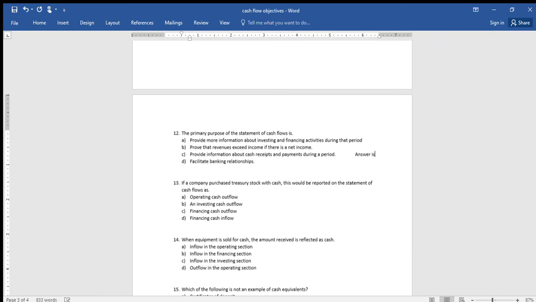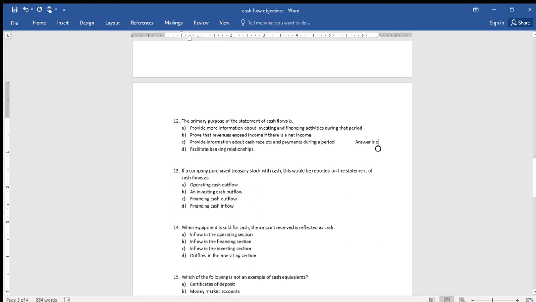My answer is C. Then question 13. If a company purchased treasury stock with cash, this would be reported on the statement of cash flows as purchased treasury stock with cash. So it's an outflow. Yeah, it's an outflow of the business here.